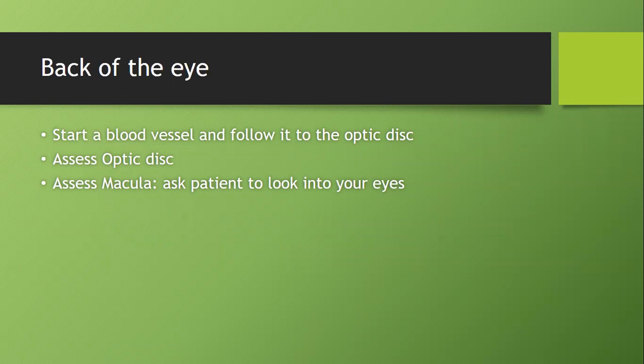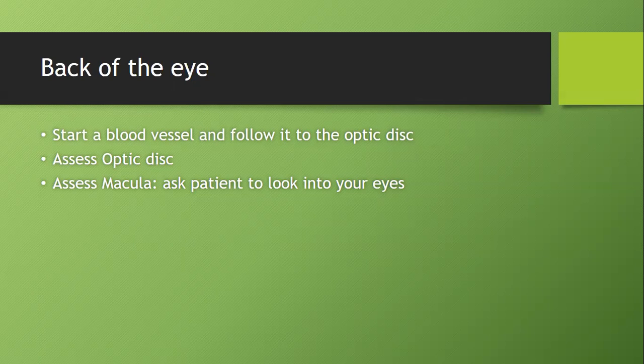How are you going to start? When you come very close to the eye, you just pick up a blood vessel. When you are close to the eye, you see the retina, the redness, and there are blood vessels moving around. So you pick up a blood vessel and start following it up. It will take you to the optic disc.